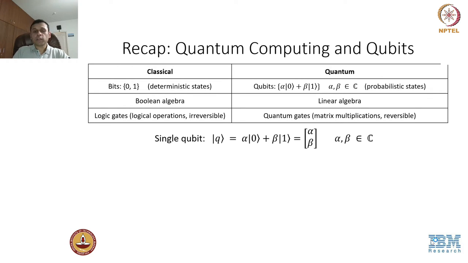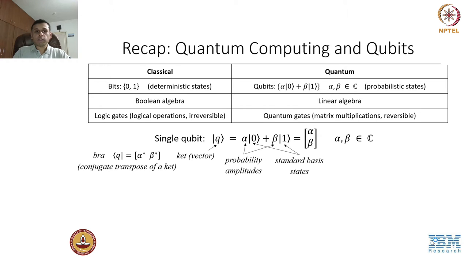A single qubit, also represented as a ket in Dirac notation, is of the form alpha|0> plus beta|1>, as you can see here, and it's also represented by a two-row single column matrix. This ket is a linear combination of the basis states 0 and 1, which are orthonormal, and alpha and beta, which are complex numbers, are referred to as the probability amplitudes of this qubit.